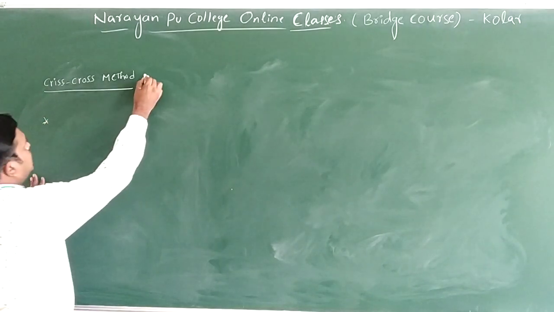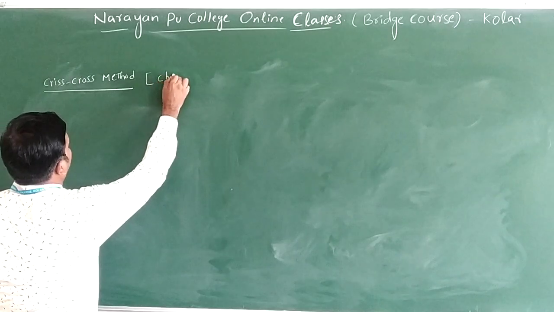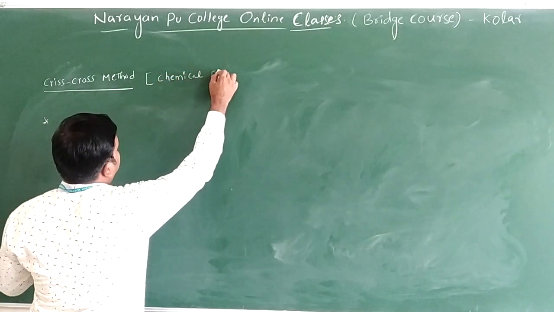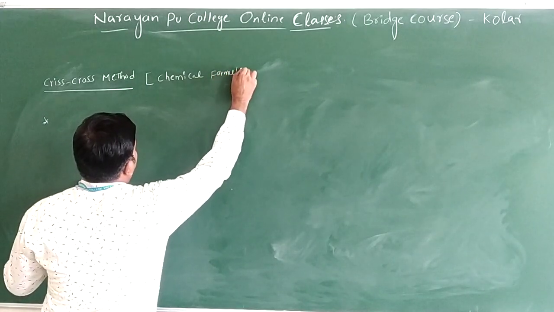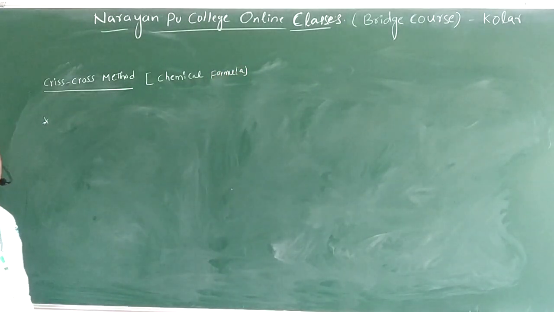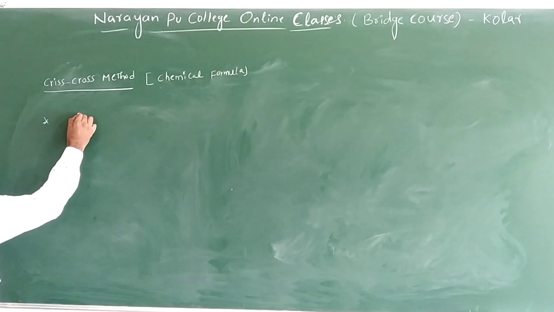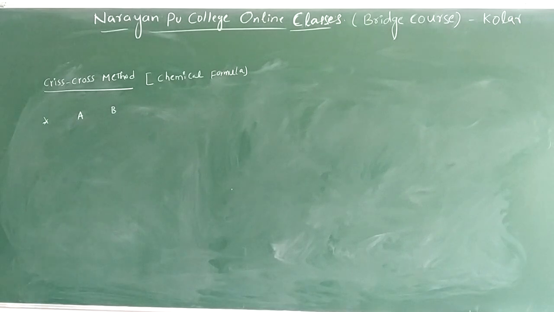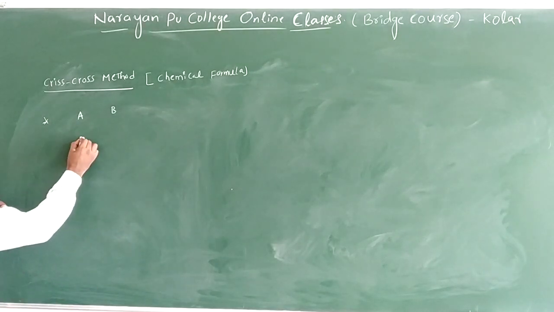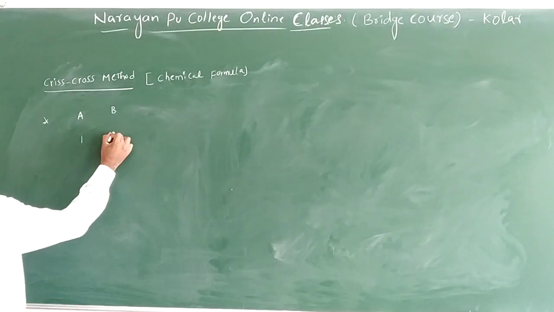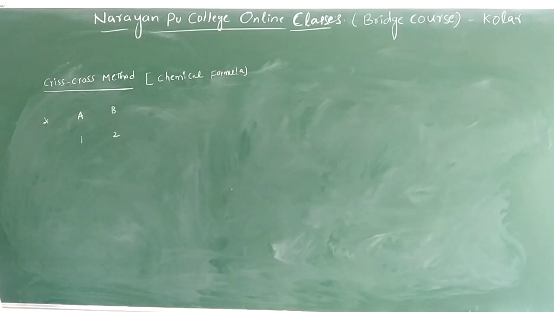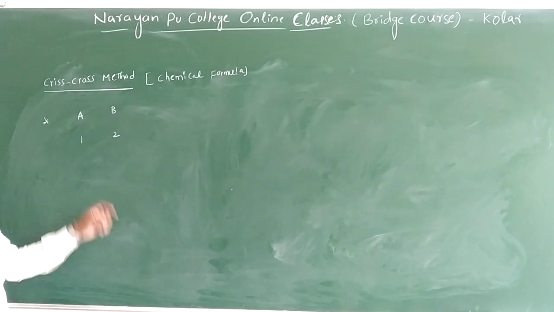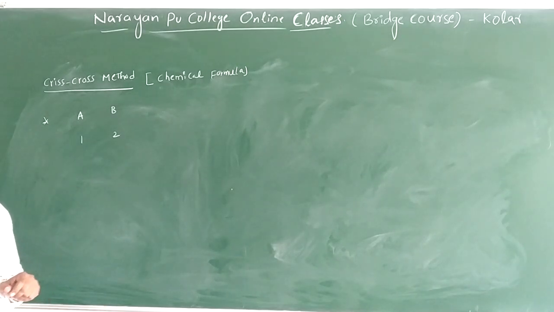What is the use of this one? To write the chemical formula. The Criss-Cross method may be used for writing the chemical formulas of compounds. Let us see one example here. Here element A is given and element B is there. Let us imagine the valency of A is 1 and the valency of B is 2. Clear? 1 and 2 are the valencies of A and B.